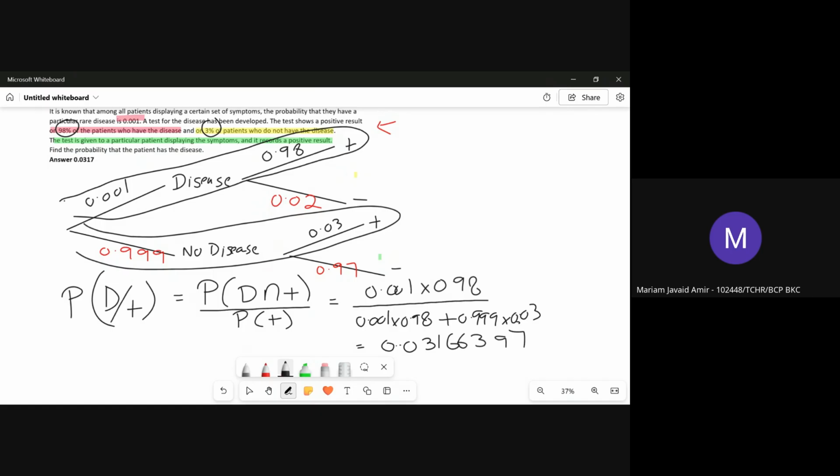0.03166397. Now I've written a long decimal answer for the examiner. Now I will round it off to 3 significant figures. Yeah, my answer.